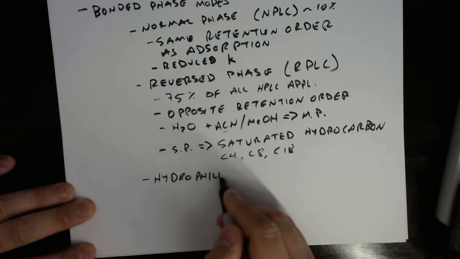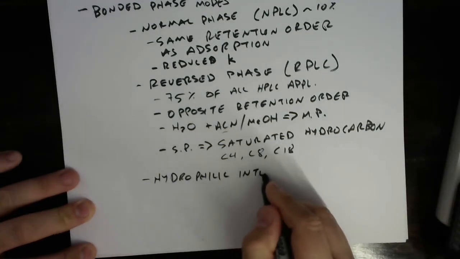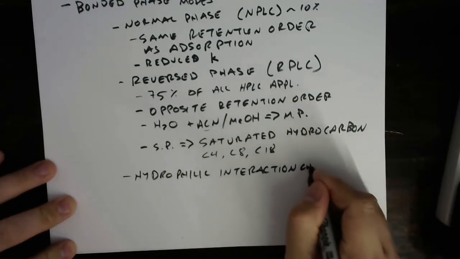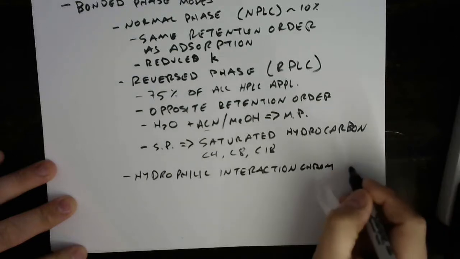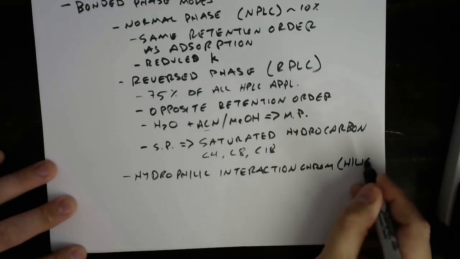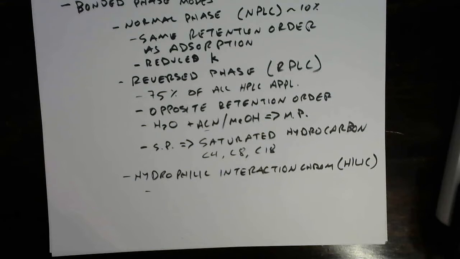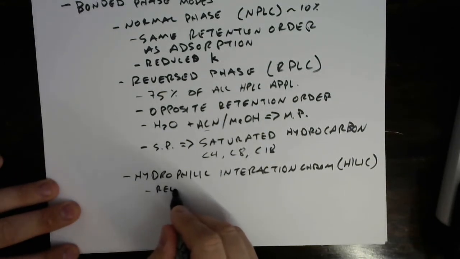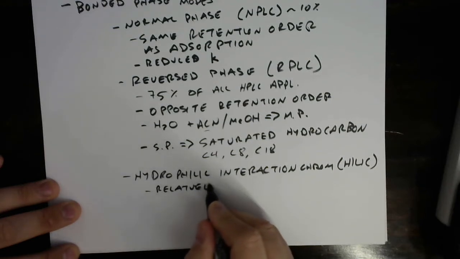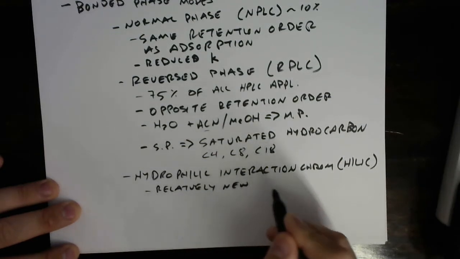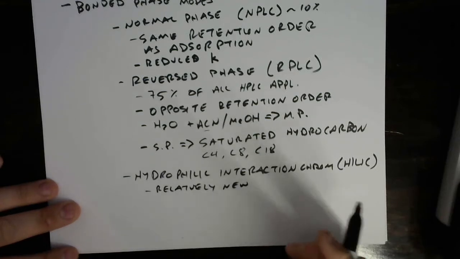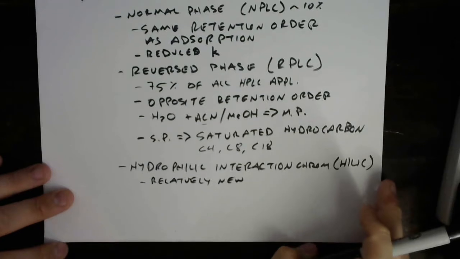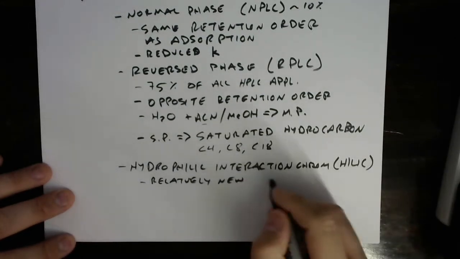Okay, and the last one that we saw was hydrophilic interaction chromatography, or HILIC. So let's start by saying that it's a relatively new technology. I'm not talking about in the last year or two, but I am talking about in the last decade or two. And considering some of this stuff is 50, 60, 70 years old, that's relatively new. So it's a relatively new technology.